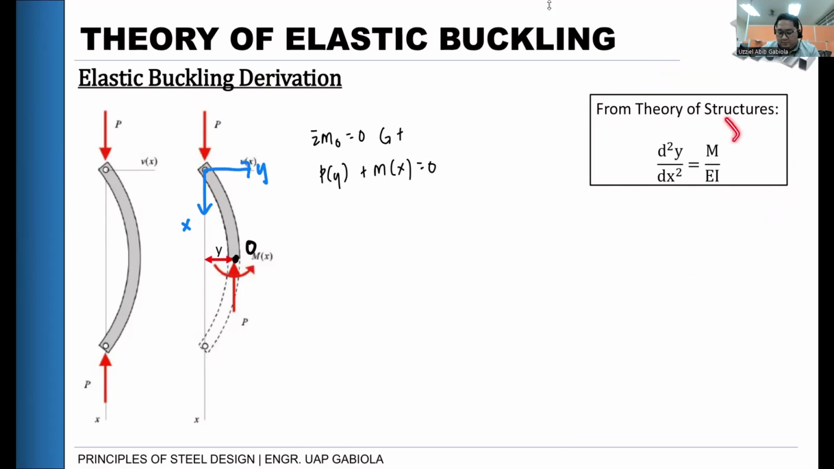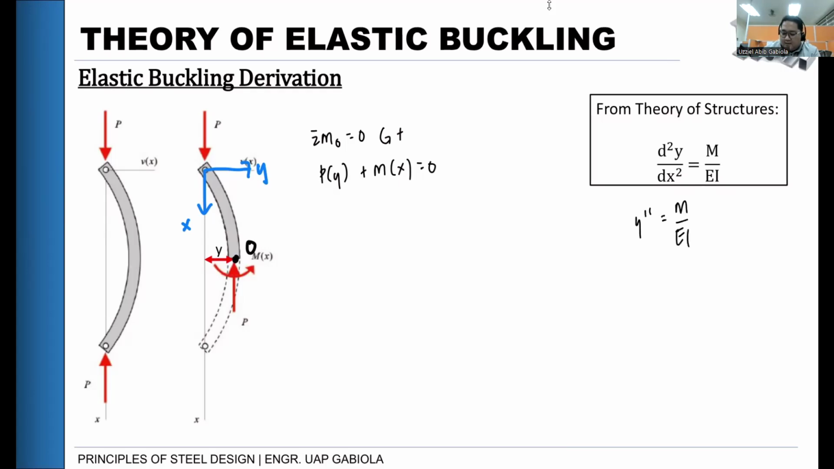If you can recall, this is the differential equation when we are trying to solve for the slope and deflection of our bending member, our beam. Di ba, gumagawa tayo ng double integration method para makuha natin yung value ng equation in terms ng slope, and then we integrate it again to get the value of the deflection. So dito, d squared y over dx squared, we can represent it as the flexure formula, is equals to M over EI.